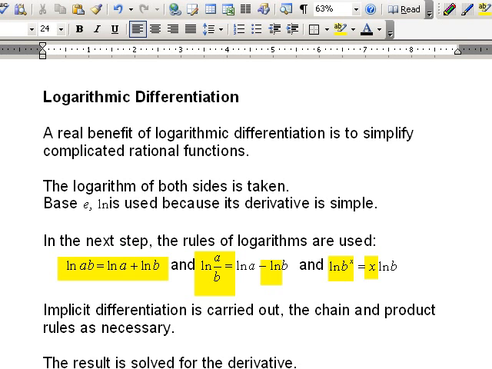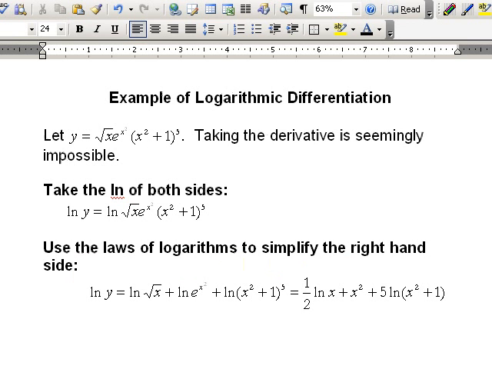So for example, we're going to take this complicated expression, y equals the square root of x times e raised to the x squared times x squared plus 1, all raised to the 5th power. And what we want is dy by dx. So first take ln, take the natural log of both sides. So you have the natural log of y on this side and the natural log of all this on the other side. Now you can use the law of logarithms to break out all the terms that are multiplied.